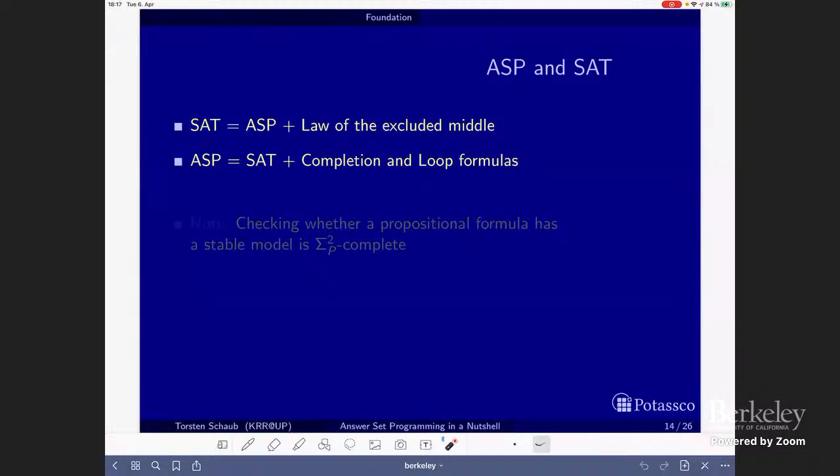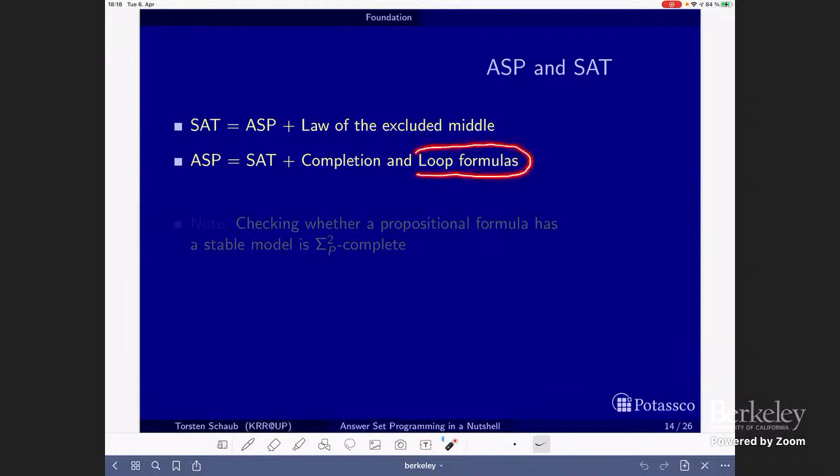But this does not forbid infinite proofs. Like if you have a program P if P, and you do the completion of this, you turn the if into an if and only if. So you have P if and only if P, but there's still somehow this infinite derivation, and you get two models of this. And this is why you need loop formulas.